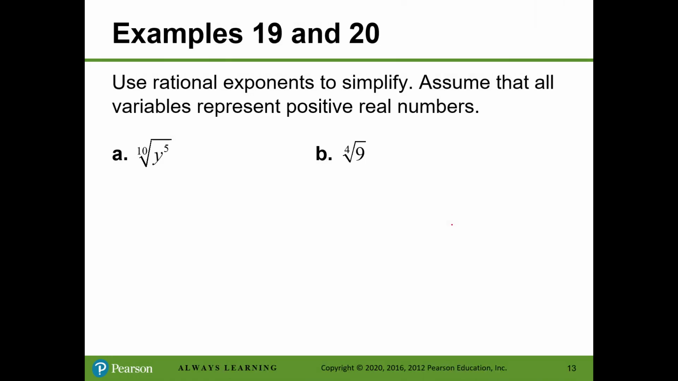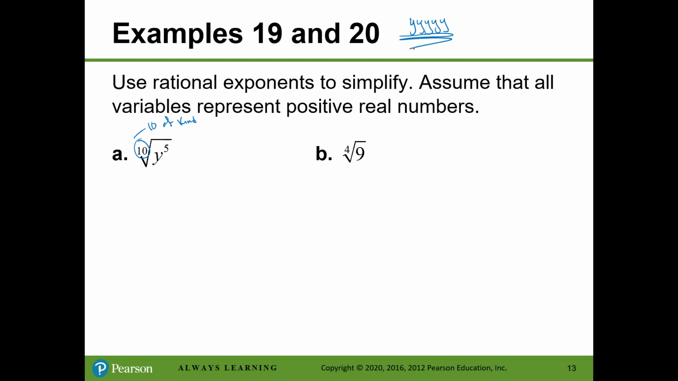All right, now let's look at this. They want us to simplify. Now help me out on letter A. How many y's do I have? Yeah, I've got 5 y's. And this 10th root means I need 10 of a kind, right? Well, if I only have 5 y's, I don't have 10 of a kind, so I can't really take anything out, can I?